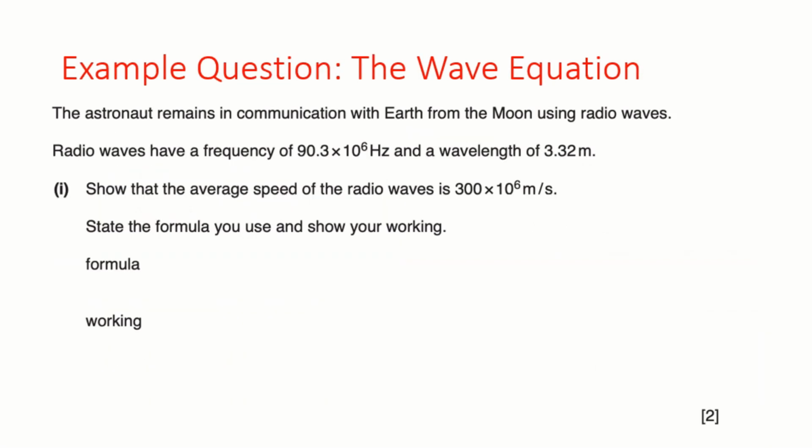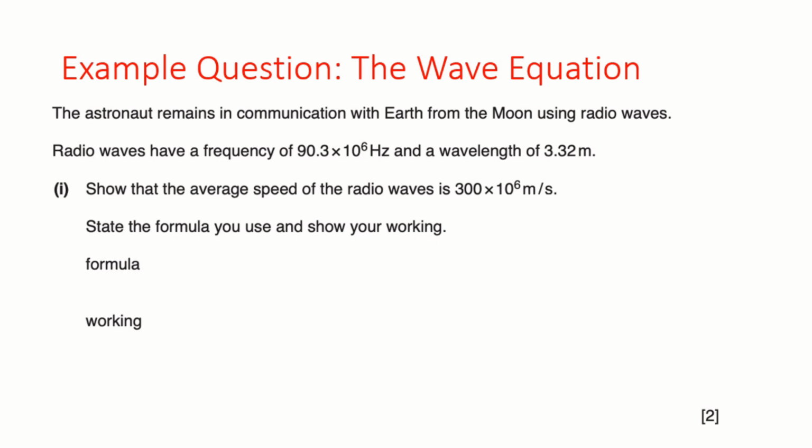So let's look at an example question. This is a nice one because it's a show-that question and it involves using scientific notation, standard form, etc., to prove that the average speed of radio waves is 300 times 10 to the 6. So there we've got an astronaut remaining in communication with the Earth from the moon. We're told the frequency of the radio waves, 90.3 times 10 to the 6 hertz. Now, take a second, that's a huge number. That is 90.3 million hertz. In other words, 90.3 million of these waves every second. And a wavelength of 3.32 meters.